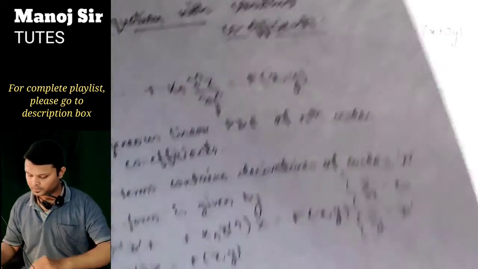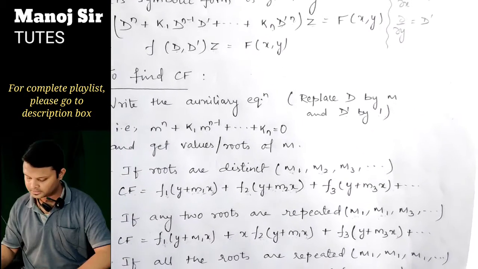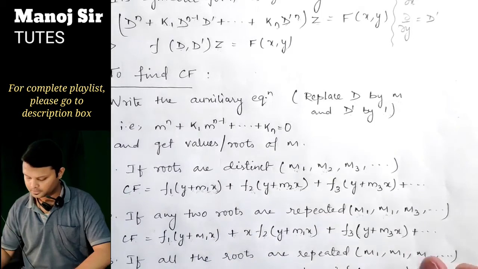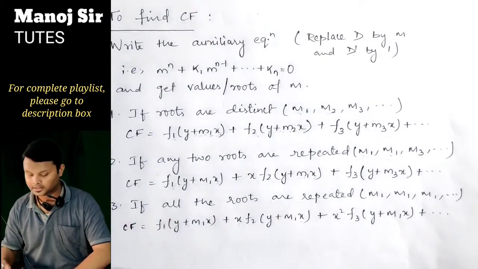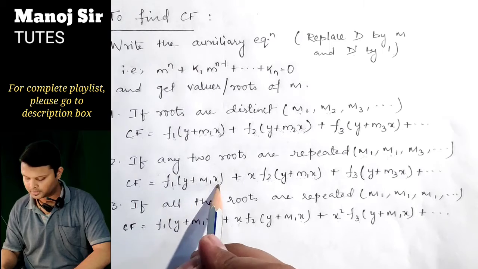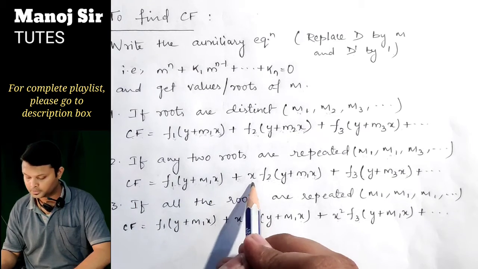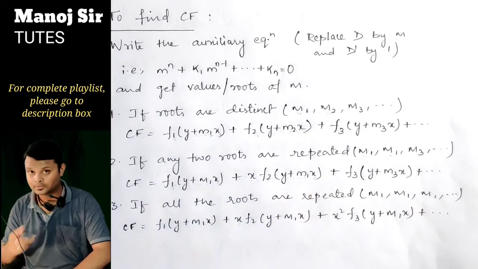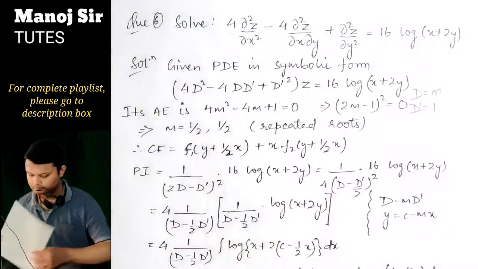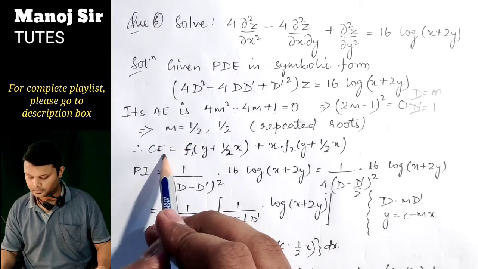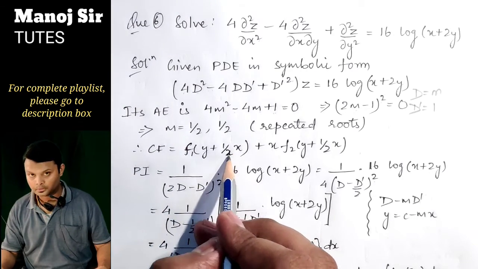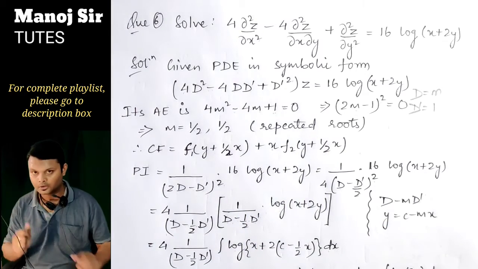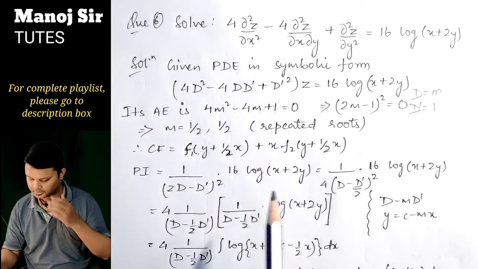So how to write the complementary function when the roots are repeated? Let us see. If any two roots are repeated, in that case CF is f1(y plus m1 x) plus x into f2(y plus m1 x). What is the value of m1? That is half. So CF equals f1(y plus x by 2) plus x into f2(y plus x by 2). This is the complementary function for the given partial differential equation.